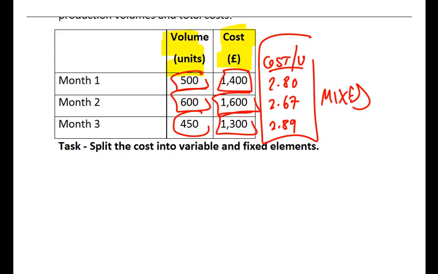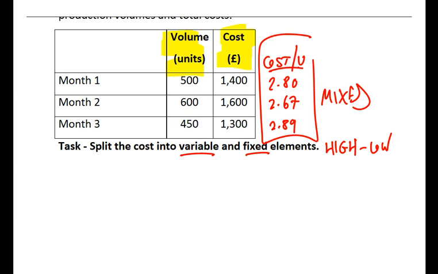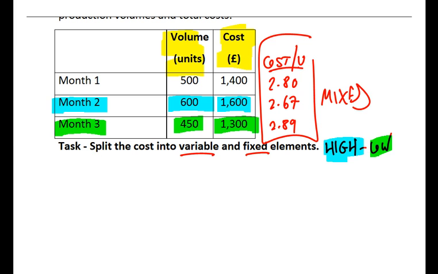Well, how do we deal with a mixed cost if we want to break it down between its variable and its fixed elements? Well, we use the so-called high-low method. Now, the high-low method is called the high-low method because we take the highest pair of data, which I reckon here is month 2, where we had the highest number of units and correspondingly the highest cost, and we take the lowest pair of data, which I think is month 3, lowest volume and lowest cost. So actually we're effectively going to ignore the middle month, month 1. Month 1 was the middle in terms of both volume and cost. We're going to ignore that and just use the highest and the lowest figures.